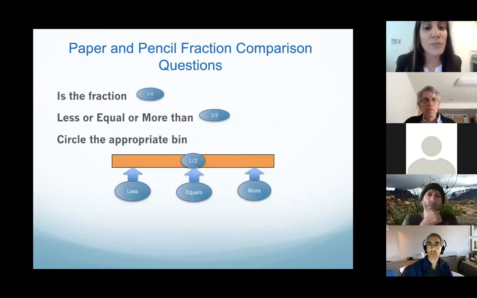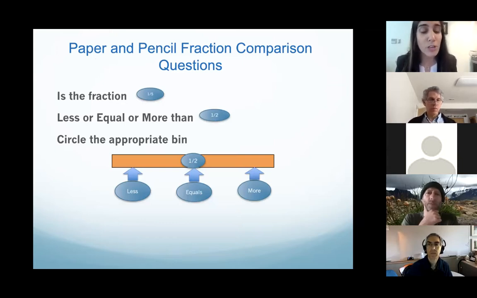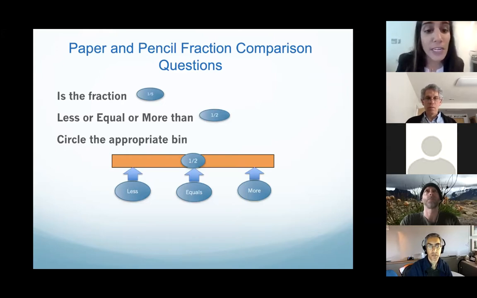For the paper pencil version, since I was emulating the Motion Math one as closely as possible to make sure it was more or less the same, I would put something like, is the fraction 1/5 less than, equal to, or more than half? I'd have a picture of the number line and the bins at the bottom, and they would have to circle whether they think it's less, equal, or more. If they circled yes, I'd say yes. I would say correct.